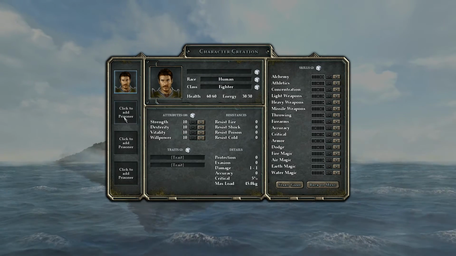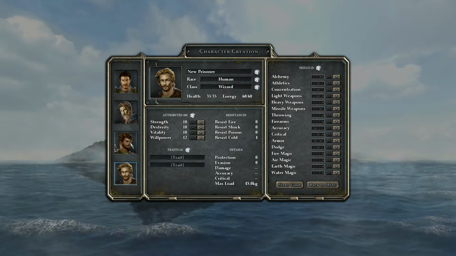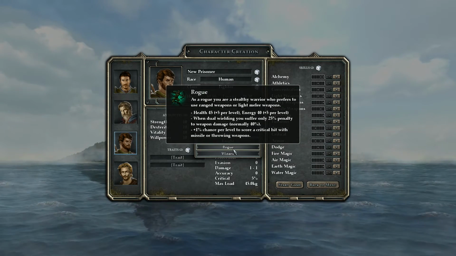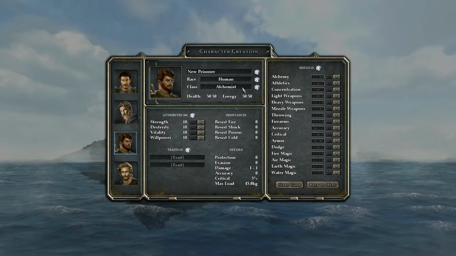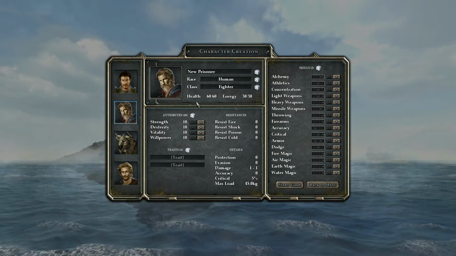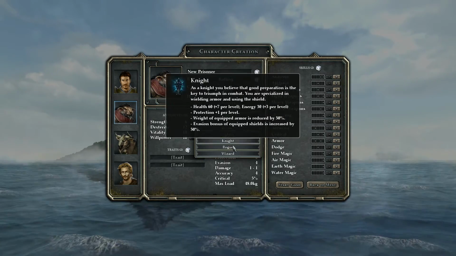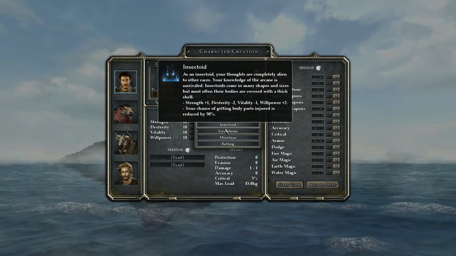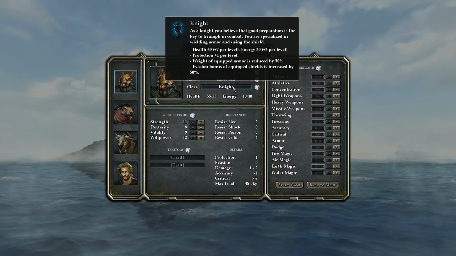Okay, so that's our races. Now I actually know what we're going to build here. This is going to be our human wizard. This is going to be our rogue, I believe. No, this is going to be our alchemist. And he's going to be a Minotaur. This is going to be our Ratling rogue. And this will be our insectoid knight. Alright, so let's go and go through the classes.